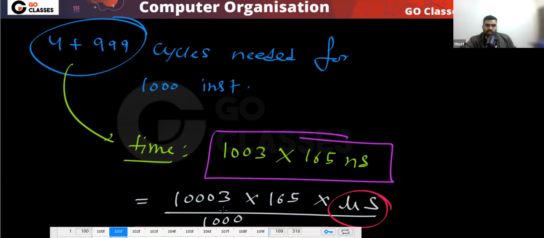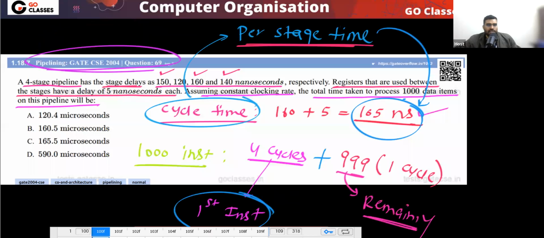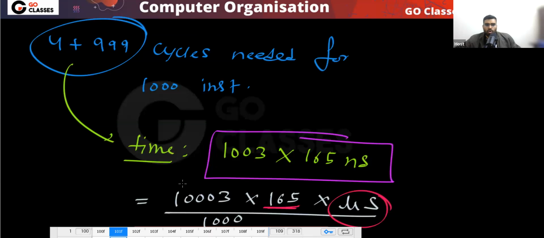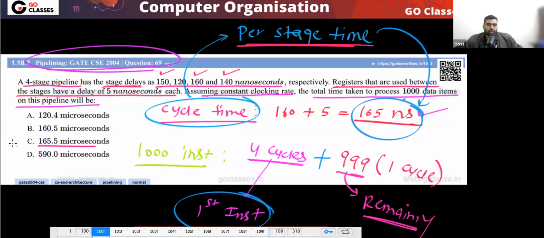Now can you calculate this? The answer will be very close to 165, because 1003 and 1000 are almost the same. So the answer is going to be very slightly more than 165. You don't have to calculate; there is no need to calculate. You can simply answer this.